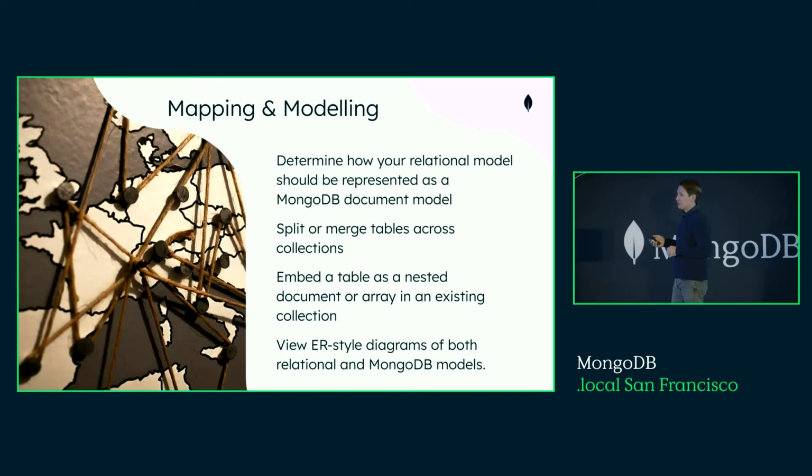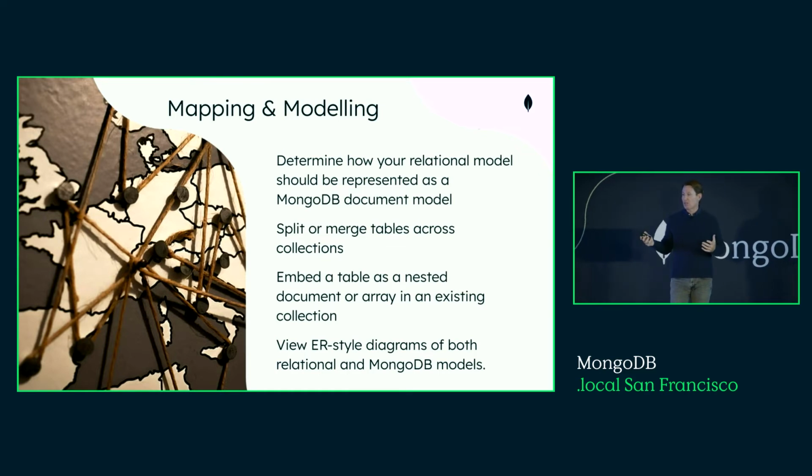The next step is understanding what the schema is going to look like in MongoDB. So Relational Migrator will help you determine the relational model and how that should map to a document DB model. And it'll give you the opportunity to change the mappings to take better advantage of MongoDB, to split or merge tables across a collection. So for example, taking certain tables and perhaps embedding details for some of those tables as subdocuments into a single collection. In the demo, you will see a side-by-side diagram of both the relational and the MongoDB models, which updates as we change the mappings.